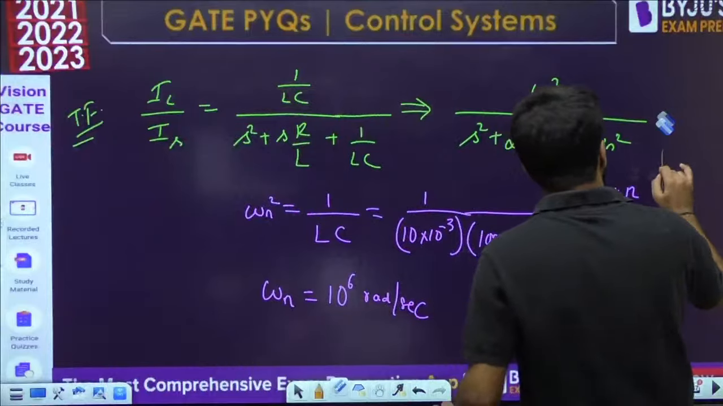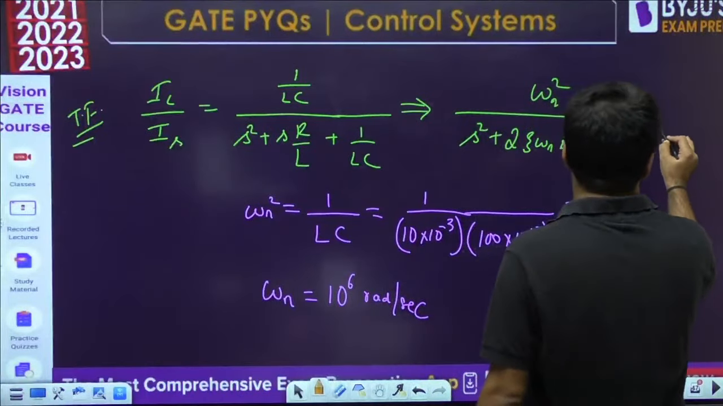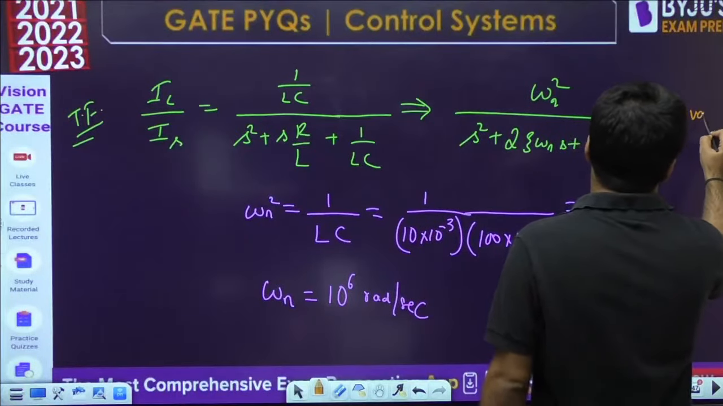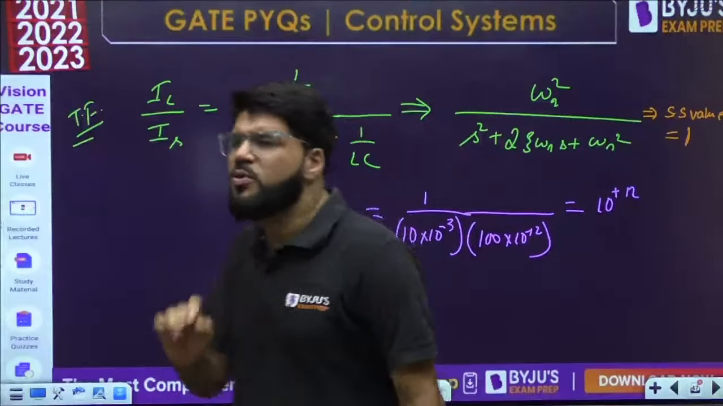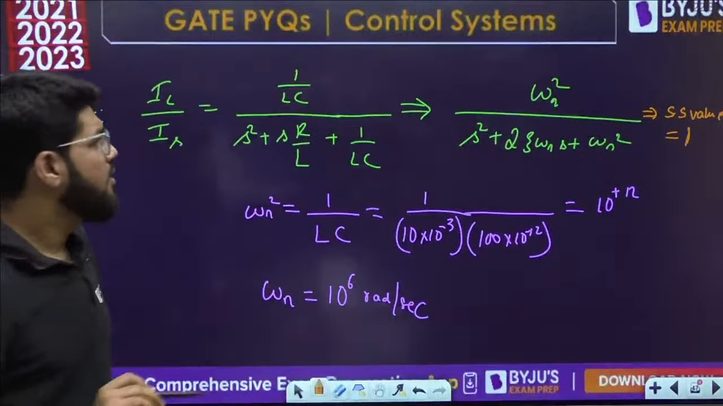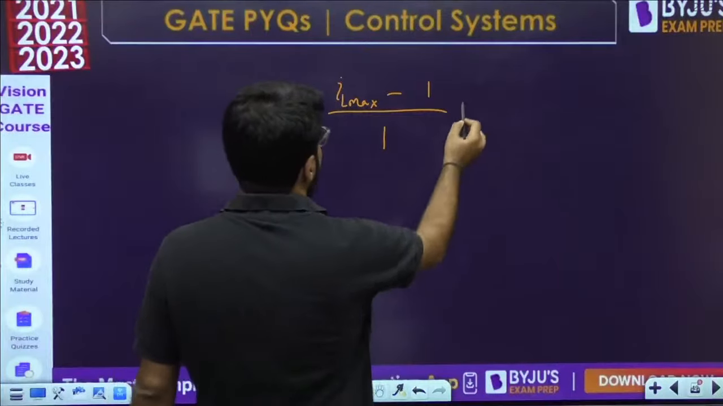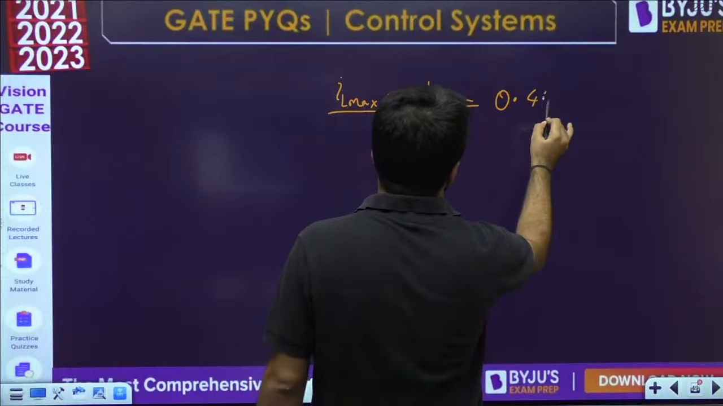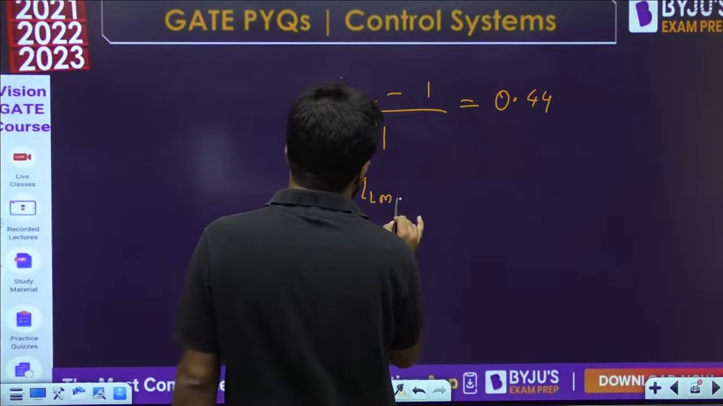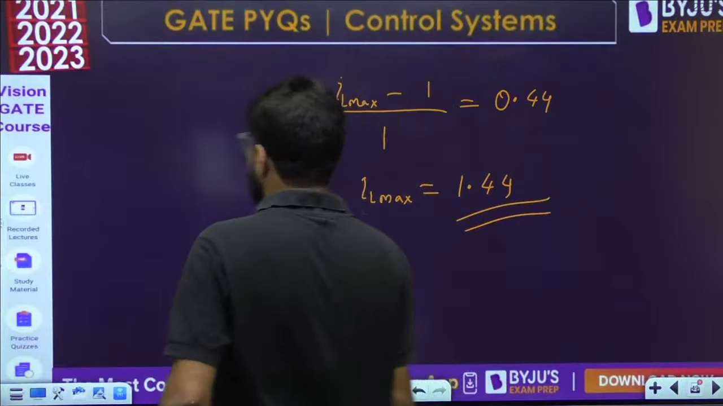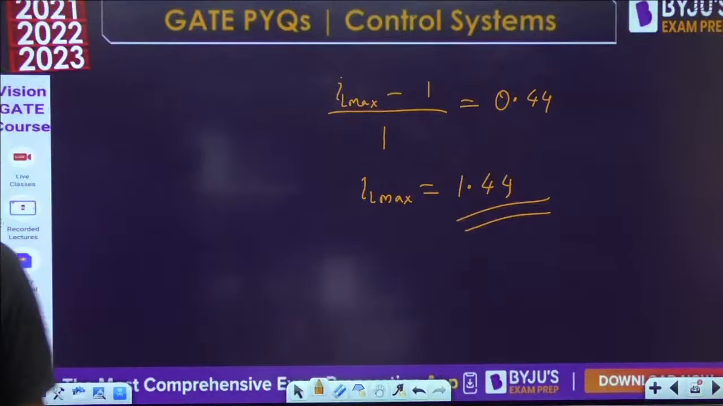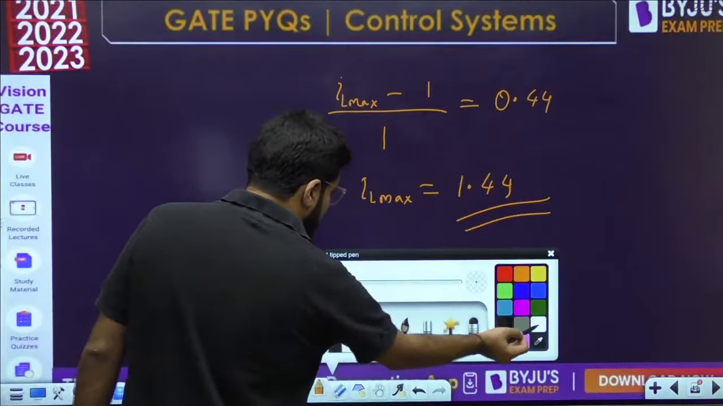In this particular format, as I explained earlier in today's class, the steady state value is equal to 1. You can calculate it by the final value theorem once again. So this is 0.44. So what is the IL max value? It is 1.44. So basically, what was said in the question?